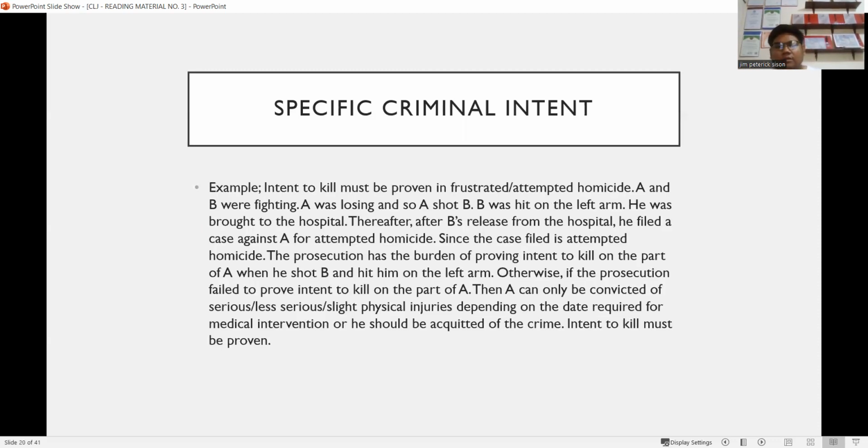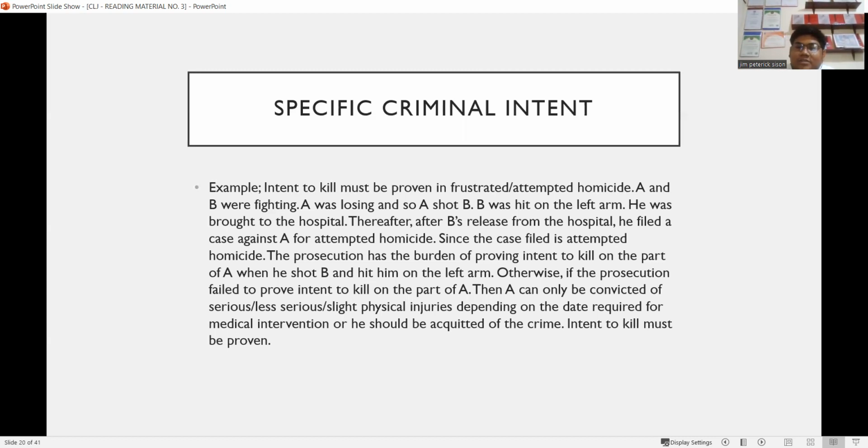So, intent to kill must be proven in frustrated or attempted homicide or murder. For example, A and B were fighting. A was losing and so A shot B. B was hit on the left arm and was brought to the hospital. Thereafter, after B's release from the hospital, he filed a case for attempted homicide. Since the case filed is attempted homicide, the prosecution has the burden of proving intent to kill on the part of A when he shot B and hit him on the left arm.